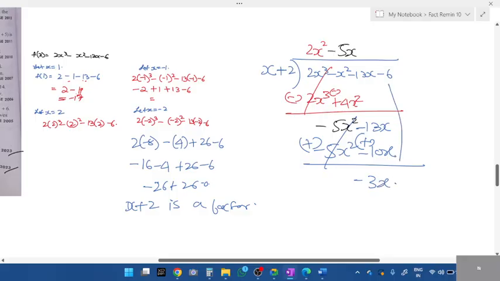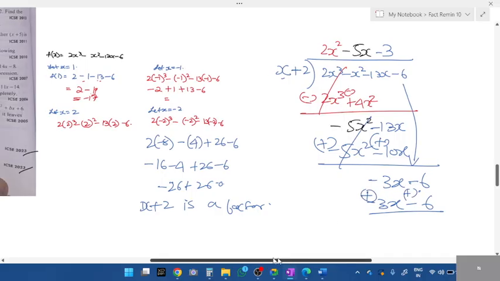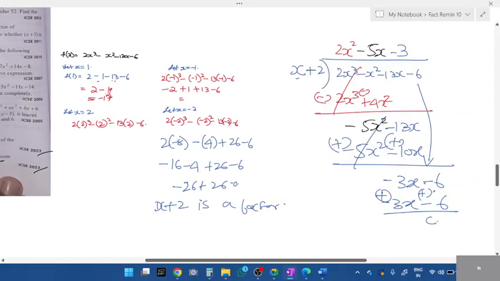Minus 3x. Very good. Panadi is answering. Minus 3x, minus 6. Then how many times? Minus 3 times. And minus, plus and plus. Yes. And one more thing, definitely the value will get cancelled today. It will become 0. So the first factor is x plus 2.